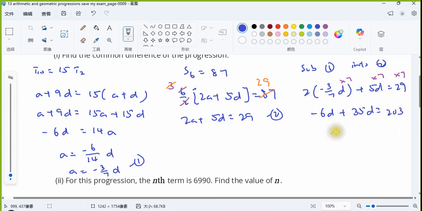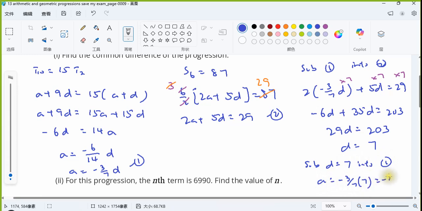So 35 minus 6, 29d is 203, so d equals 7. This is because 7 times 29 divided by 29 is 7. Then sub d equal to 7 into equation 1, then a will be negative 3 over 7 times 7, which is negative 3.